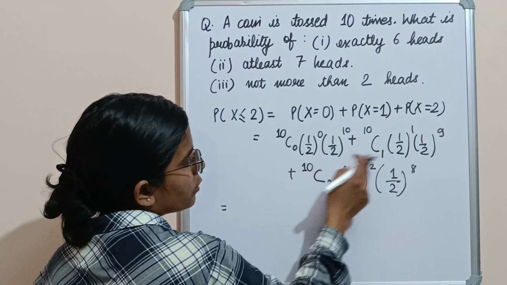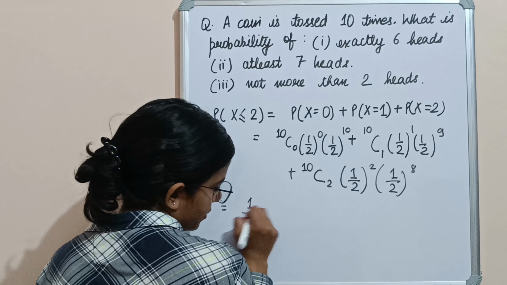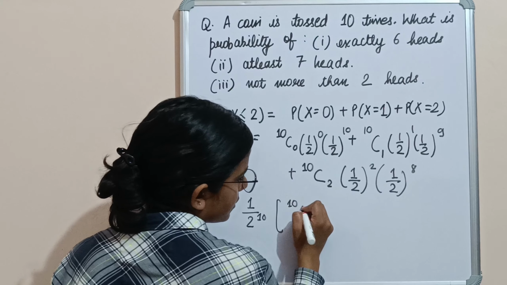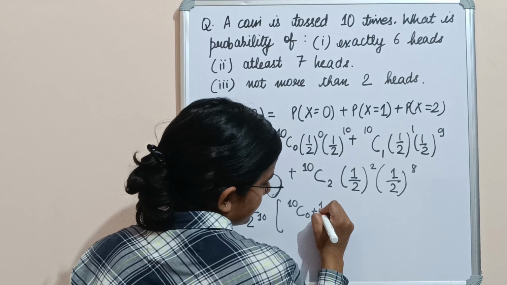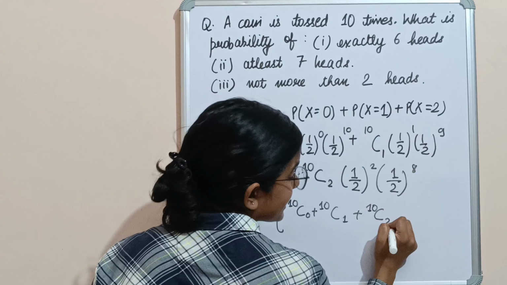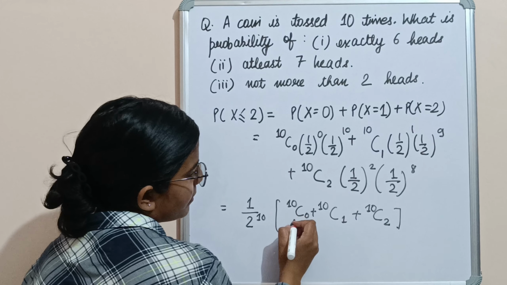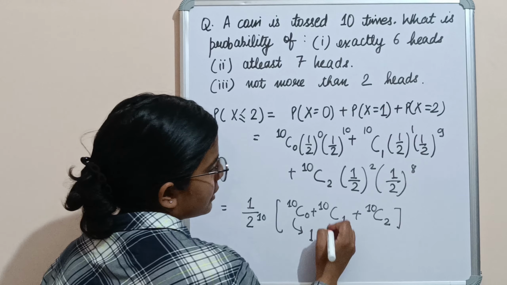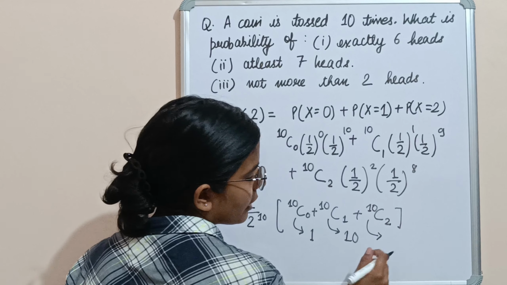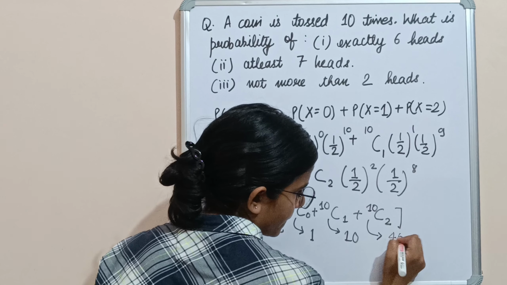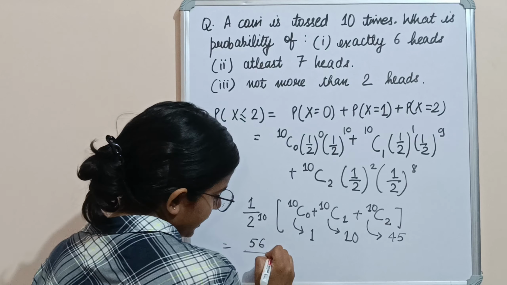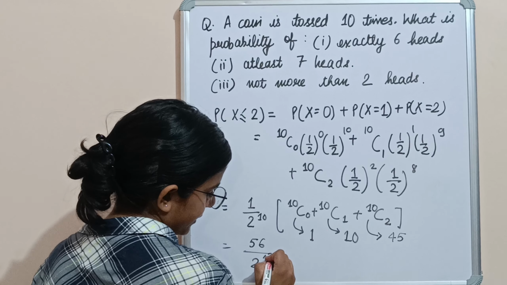We will take (1/2)^10 common. Then this will be 10C0 plus 10C1 plus 10C2. So 10C0 will be 1, 10C1 will be 10 and 10C2 will be 10 into 9 divided by 2, 45. So this will be 56 divided by 2 raised to power 10.